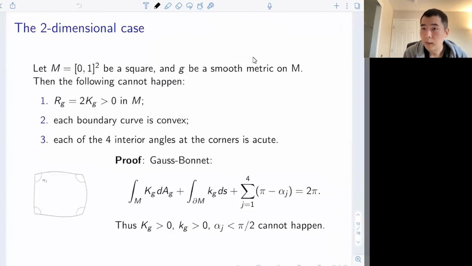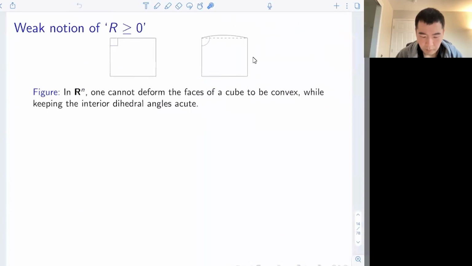Well, indeed, this can't happen because it violates the Gauss-Bonnet theorem, right? Because if you integrate the Gauss curvature, plus the integral of the geodesic curvature, and sum the exterior angles, you should get 2 pi. But as you can see, these three conditions here will violate Gauss-Bonnet. Okay, so this is a very nice extension. The Gromov theorem is a very nice extension of the two-dimensional simple Gauss-Bonnet argument.